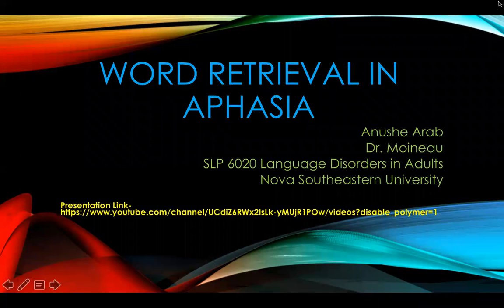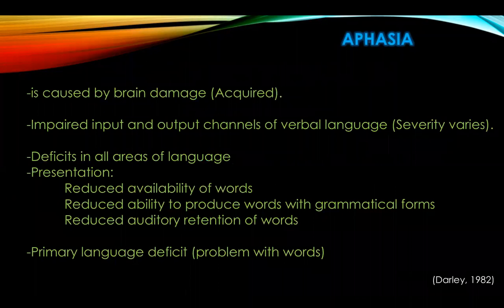In this presentation, I'll be exploring word retrieval or word finding difficulties in aphasia. Aphasia results from an acquired damage to the left hemisphere of the brain. It is an impairment of input and output channels of verbal language, which means expressive and receptive language is affected, although severity may vary within each modality. It also affects all areas of language: phonology, morphology, semantics, and syntax.